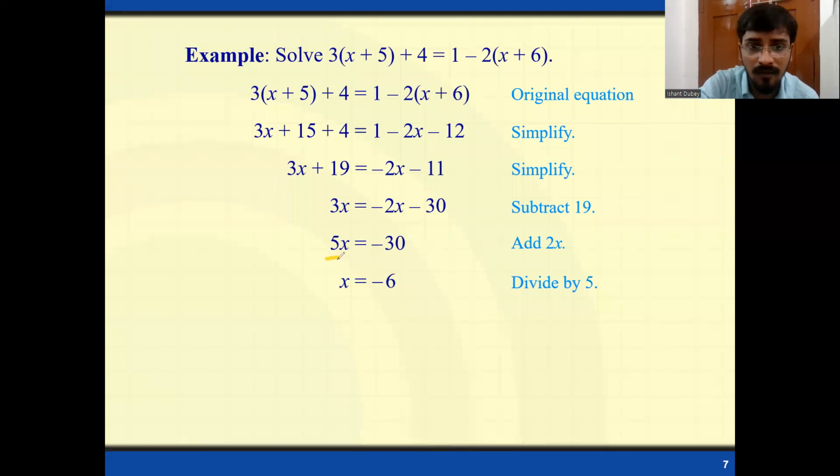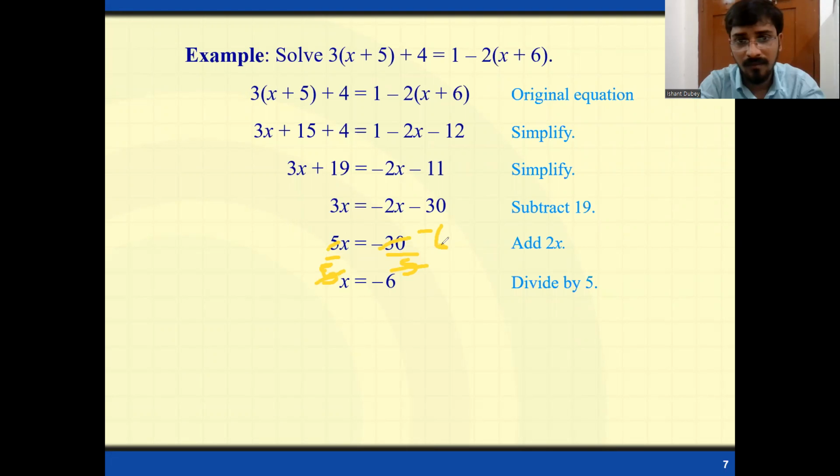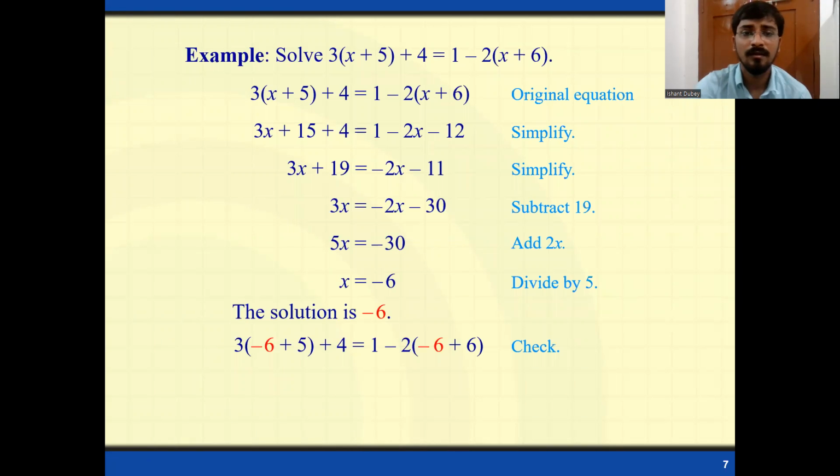So here also 5. Just a second. 5 and here 5. If you do that, 5 will get cancelled here, so we'll be getting x, and here we'll be getting minus 30 divided by 5, which is minus 6. So x equals to minus 6. That is the solution. Now you can check it. Is x equals to minus 6 the solution of the given equation?